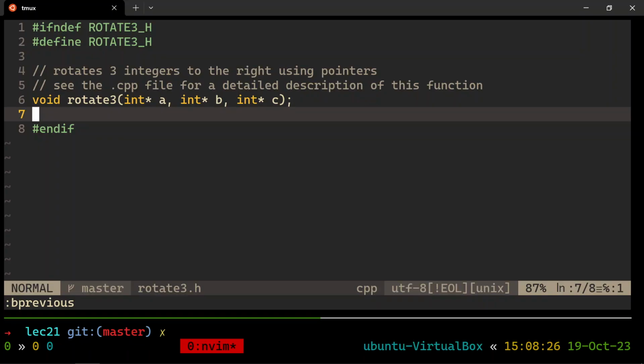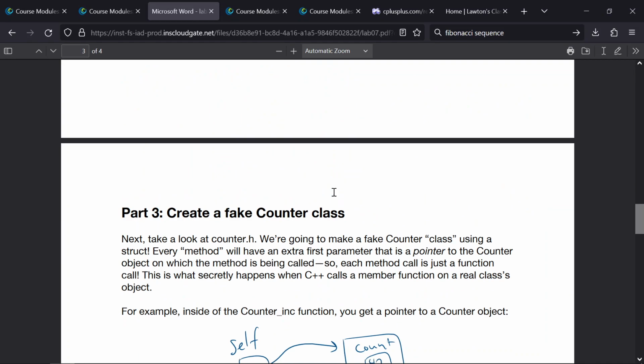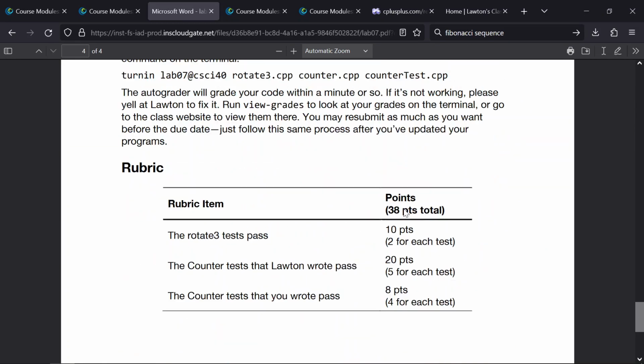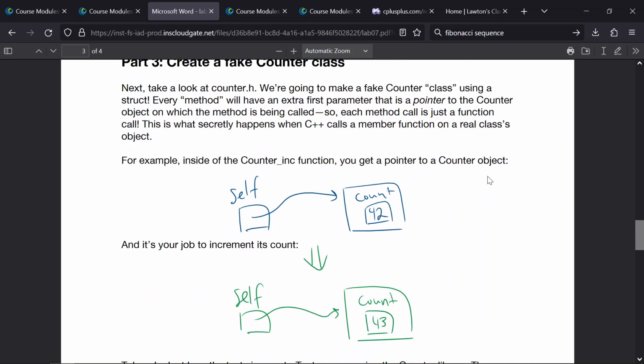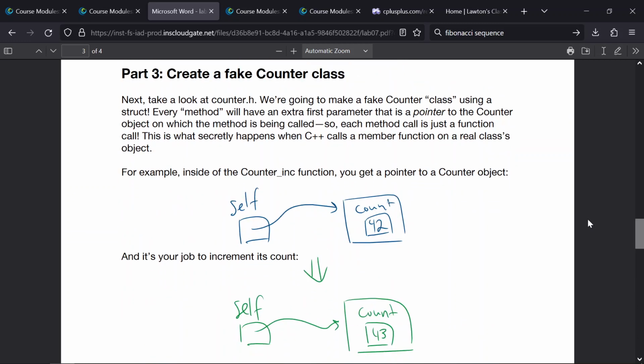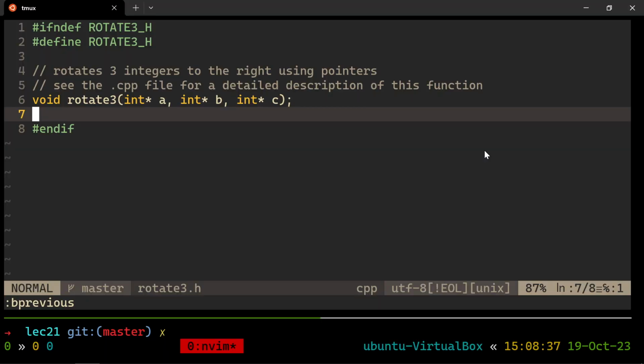All right, so that's rotate3. Just follow the diagram and the comments. Should be fine. And then, I think this is the other. There's only 2 parts. This is your other part. I'd like you to make a fake class. And let me tell you what I mean by fake.